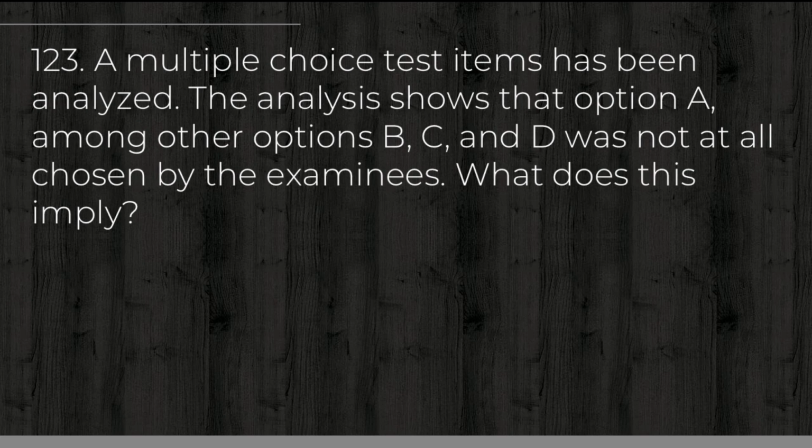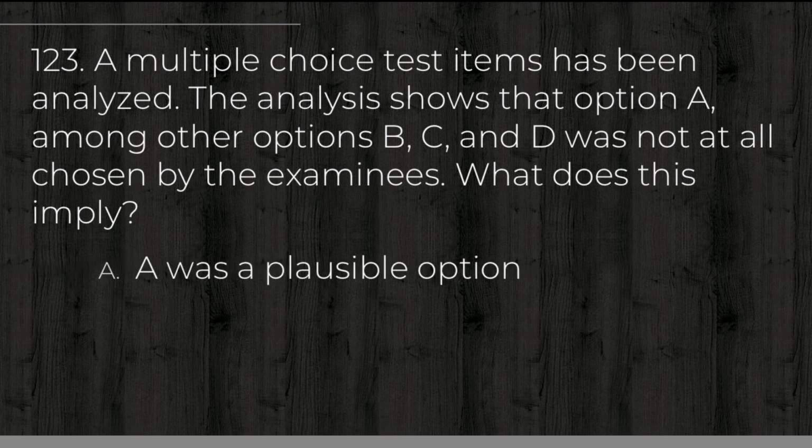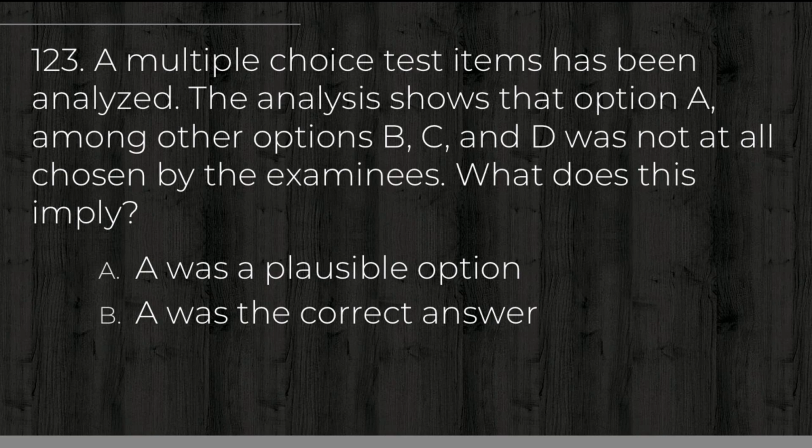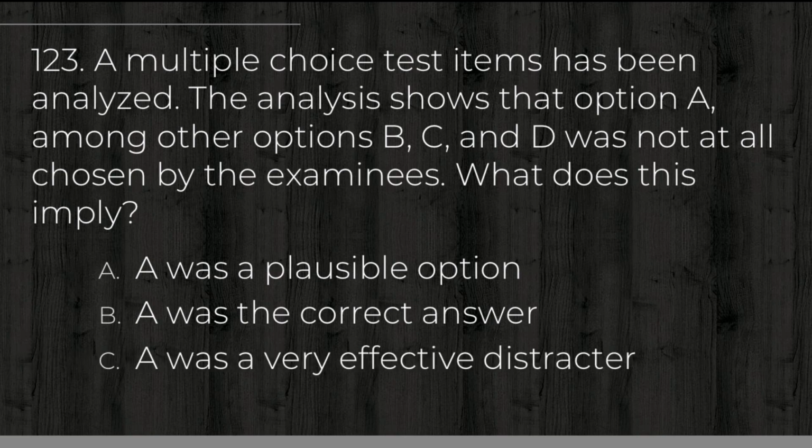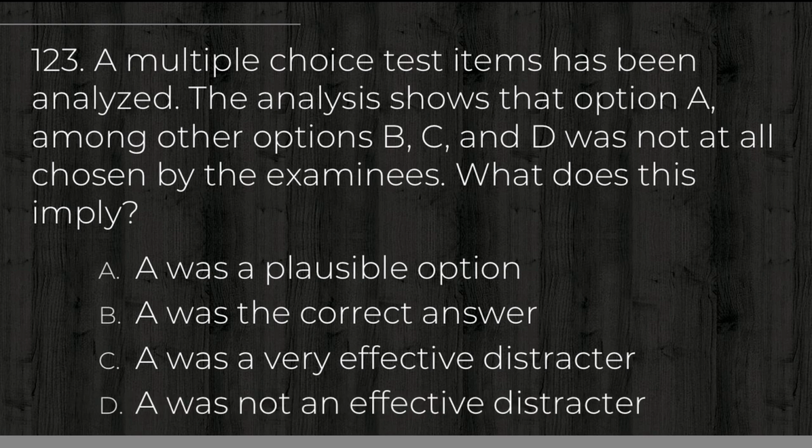123, a multiple choice test item has been analyzed. The analysis shows that option A, among other options B, C, and D, was not at all chosen by the examinees. So what does this imply? So yung A ay hindi napili ng mga examinee. Letter A, A was a plausible option. B, A was the correct answer. Letter C, A was a very effective distractor, and letter D, A was not an effective distractor. So ang tamang sagot ay letter D.